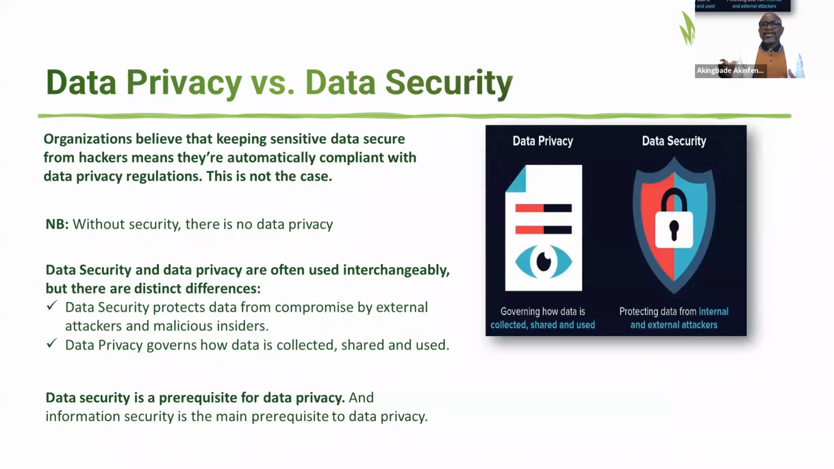Data privacy versus data security. This has been a big twist out there, a lot of debate that what is the difference between the data privacy and data security. In simple terms, the data security tends to protect data from compromise from external attackers and malicious insiders within organizations. But the data privacy side of things focus mostly on governance on how the data is collected, shared, and used within our organization. So that is a big, significant difference between both of them.